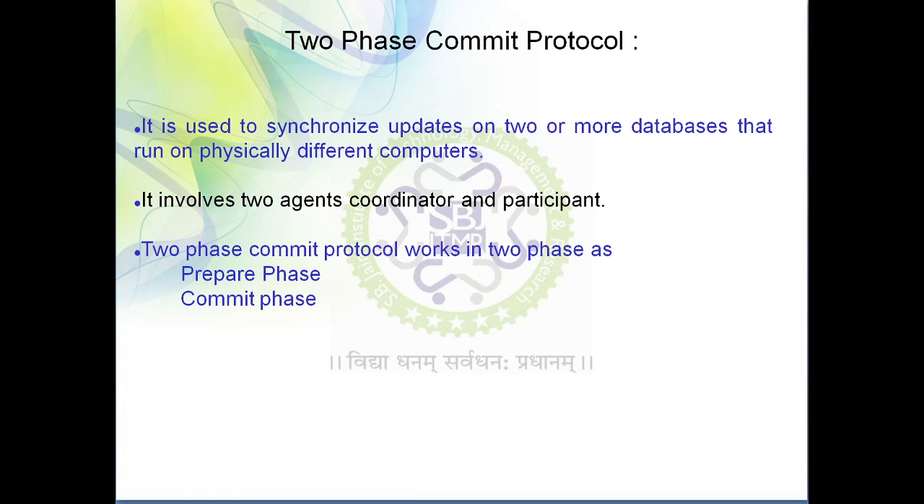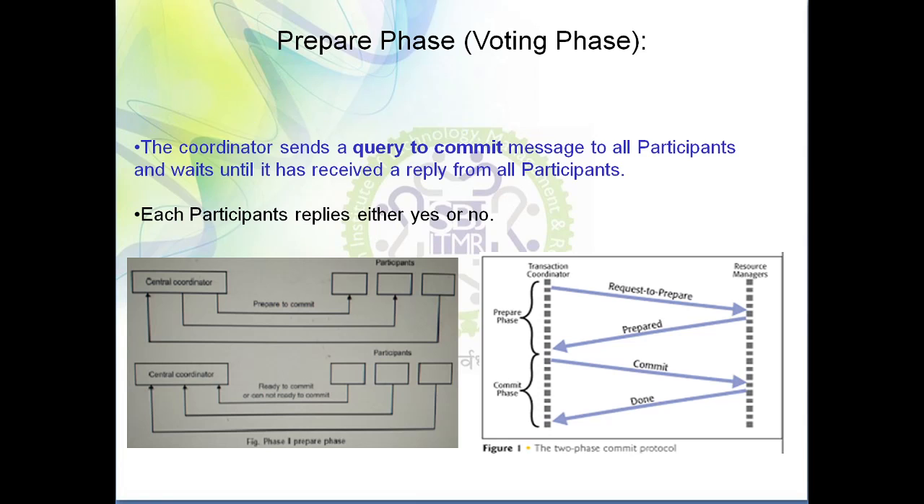One is the prepare phase, or you can say voting phase. The second one is the commit phase. We can call it the decision making phase. So let's see the voting phase, or you can say prepare phase. And I will demonstrate this with the help of this diagram. This is a simple diagram which demonstrates what happens during the voting phase or prepare phase.